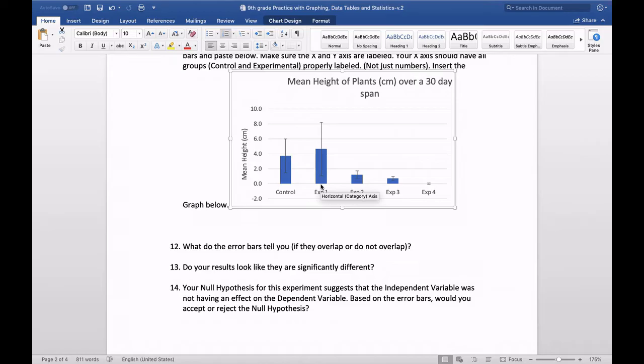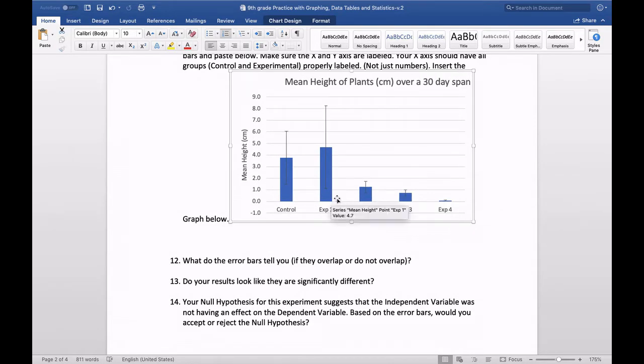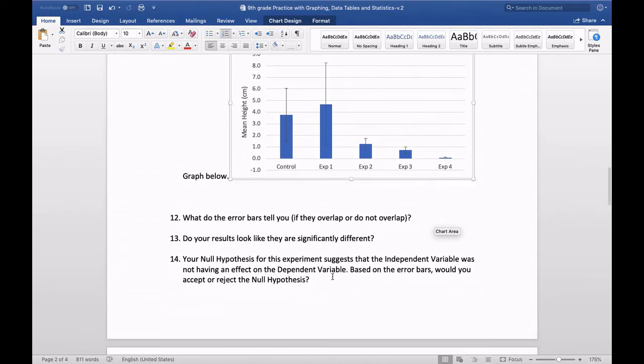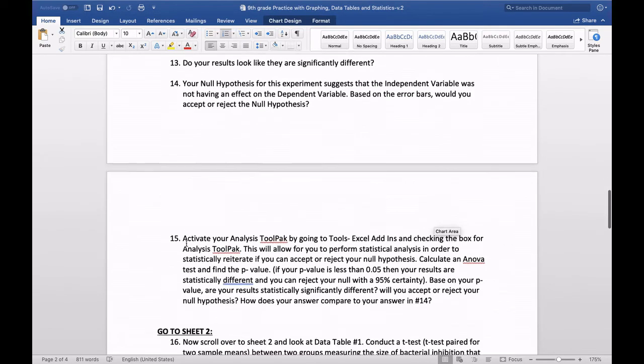So by looking at these descriptive statistics based on the error bars, would you accept or reject your null hypothesis? So remember that your null hypothesis says that your independent variable is not having an effect on your dependent variable. By looking at this graph here, it is obvious that the independent variable was having an effect. So by just looking at the error bars, I can say that I can reject my null hypothesis. There is an effect. There is a change happening here, right? So now you can answer up to question 14.